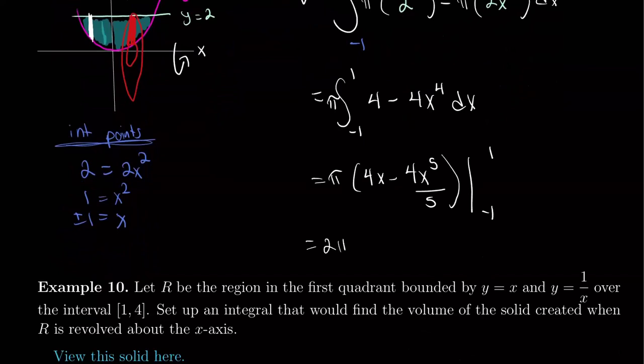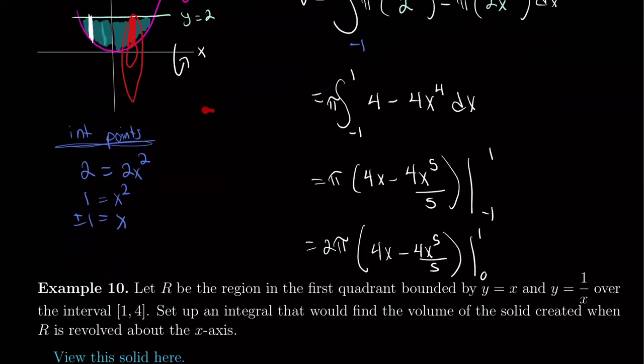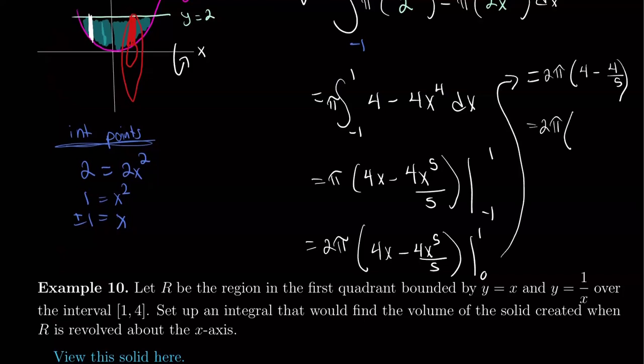You might have noticed the symmetry, and then do the 4x minus 4x to the 5th over 5 evaluated from 0 to 1, but just double it. You're allowed to notice that symmetry. That symmetry was straight from the picture because it was symmetric on both halves. You don't have to notice that. If you don't want to, you could have just kept it as the bounds from -1 to 1. But I got 2 pi times, if I plug in 1, I got 4 minus 4 over 5. And if I plugged in 0, I got 0. So I have 2 pi times 4 minus 4 fifths.